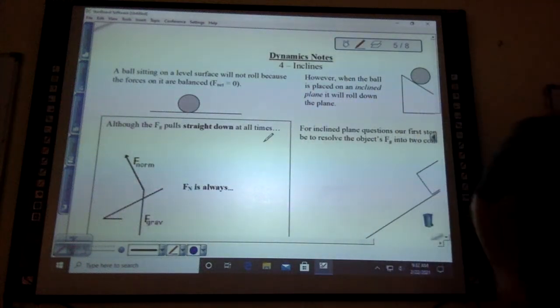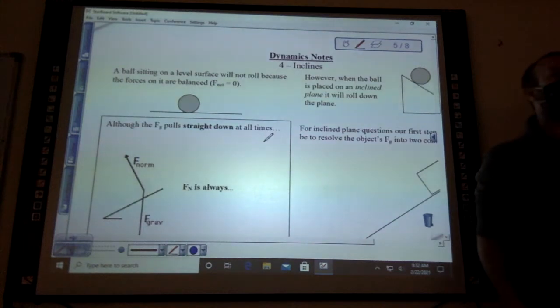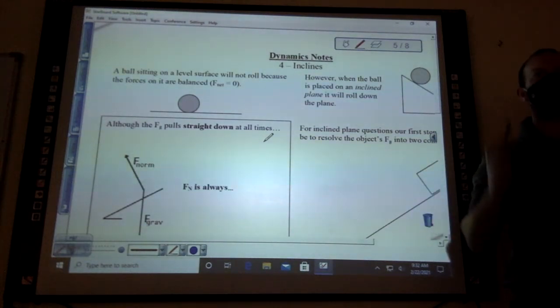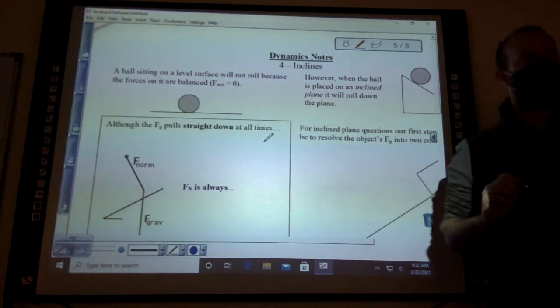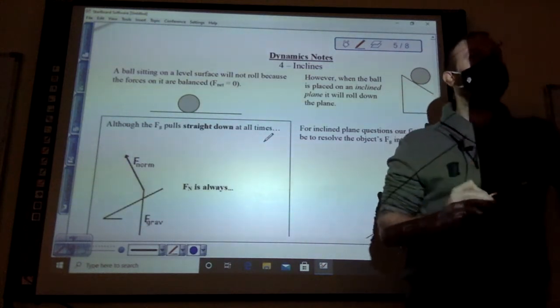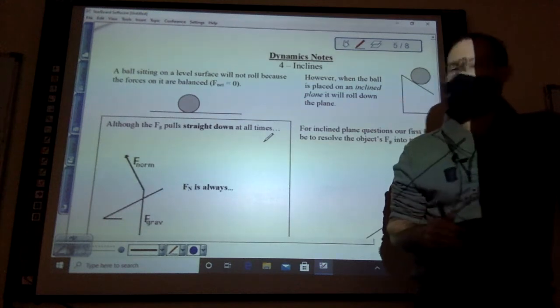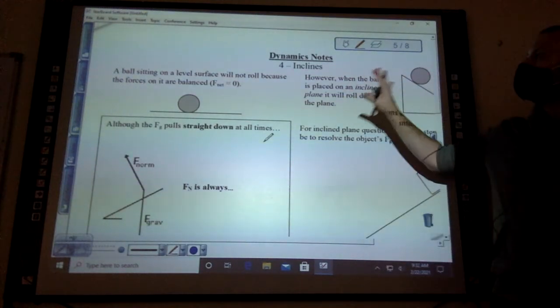All right, so what you should have seen yesterday, if you watched the video, is how we're applying 2 dimensions into forces. So we're no longer dealing with forces that are purely left and right, or forces that are purely up and down. We've now got a combination of the 2 of them. And where this all comes together is inclines.